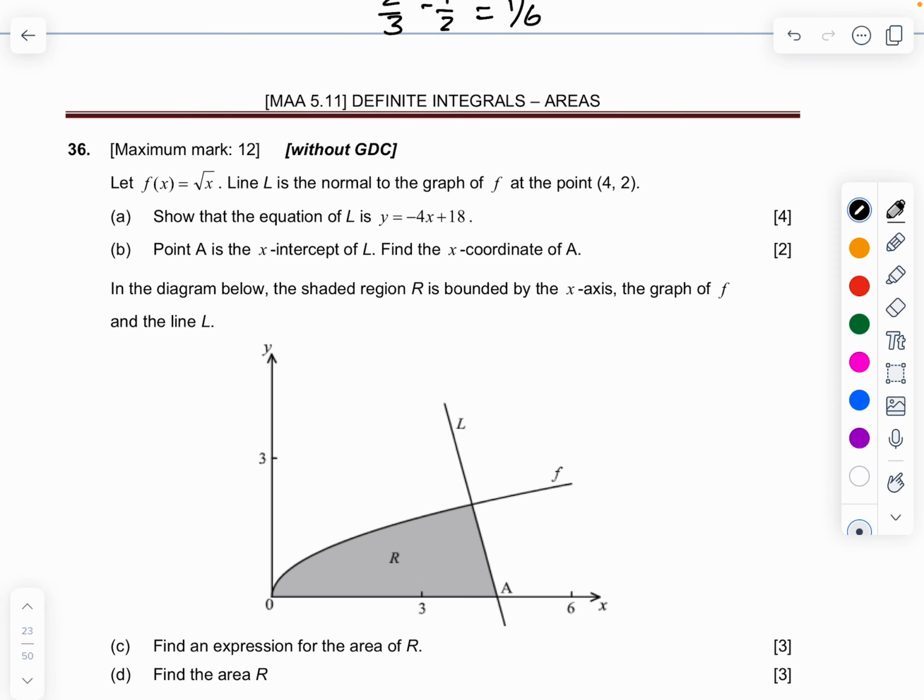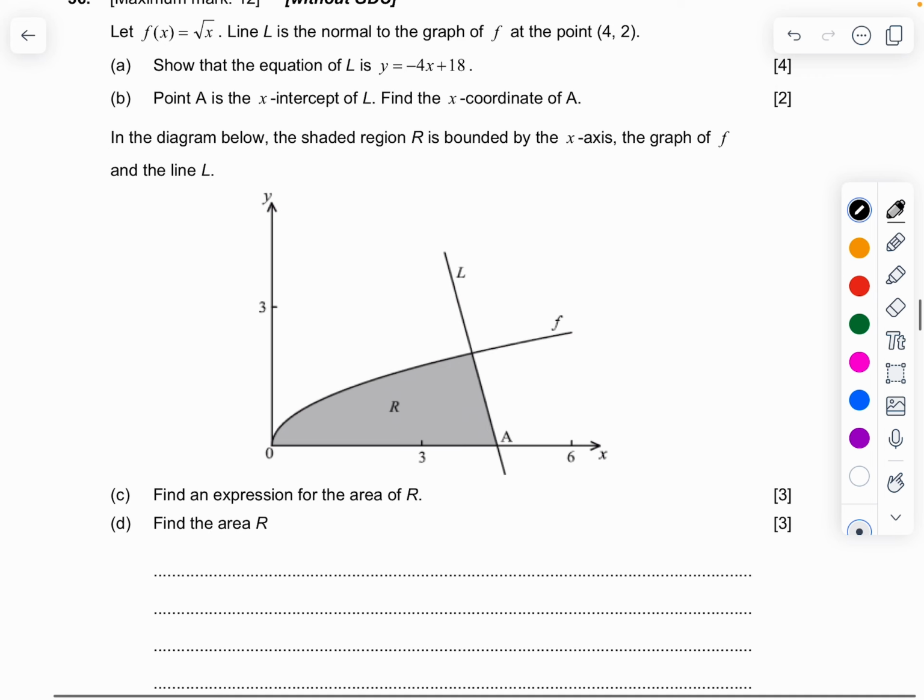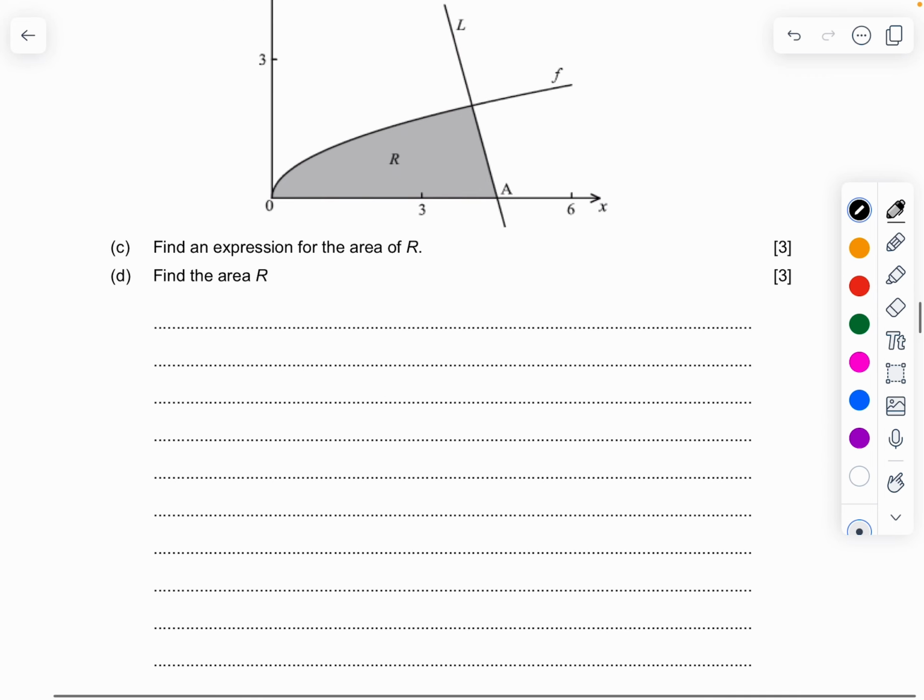Now coming to question number 36. F of x equals the square root of x. The line L is a normal to the graph of f at the point 4, 2. Show that the equation of the line L is given. Point A is the x-intercept. Find the x coordinate of A. In the diagram below, the shaded region R is bounded by the x-axis, the graph of f, and the line L. Find the expression for R and find the area of R.